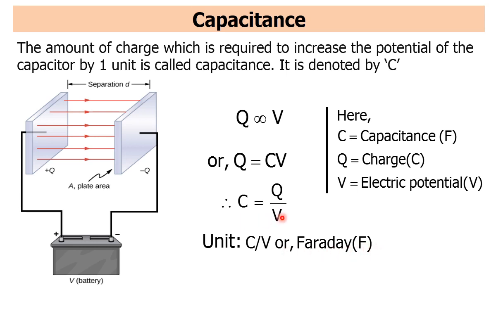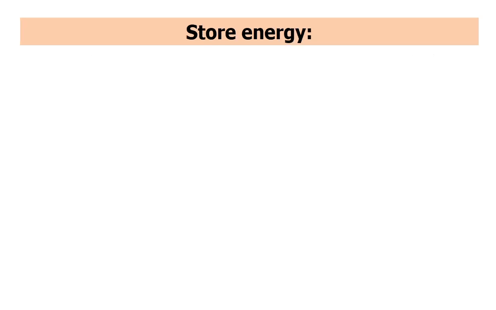If we observe the formula, then we can see that capacitance depends on charge and potential difference. Charge is proportional to the capacitance. That means if charge is increased, then the capacitance is also increased. If charge is decreased, the capacitance will be decreased. Similarly, if potential difference is increased, then the capacitance will be decreased, and if the potential difference is decreased, then the capacitance will be increased.